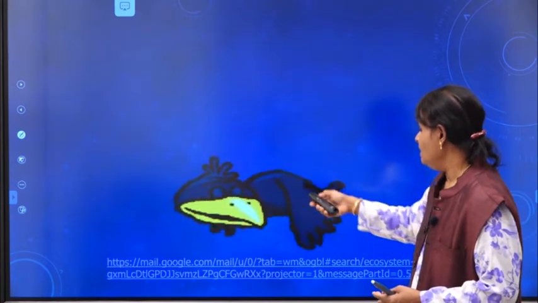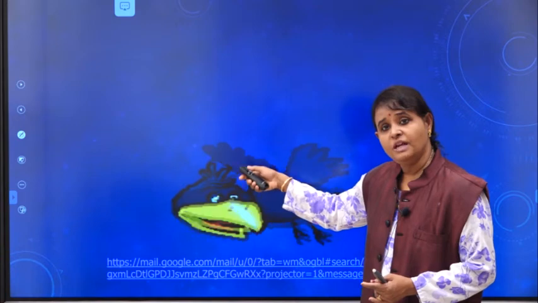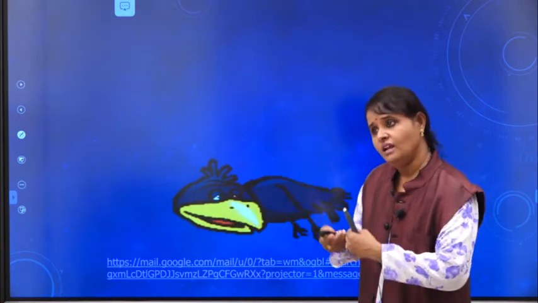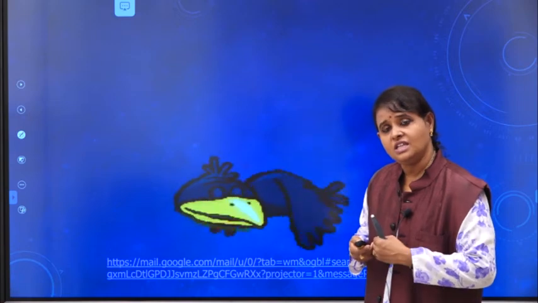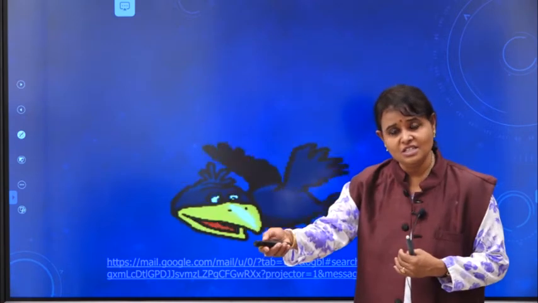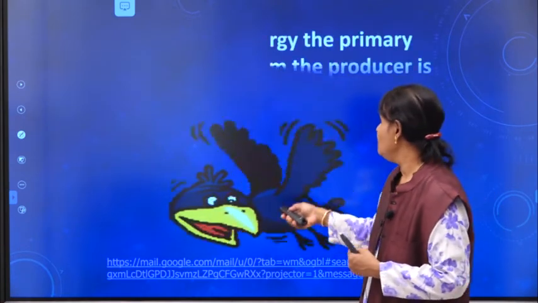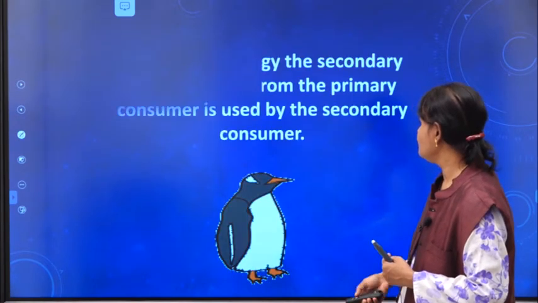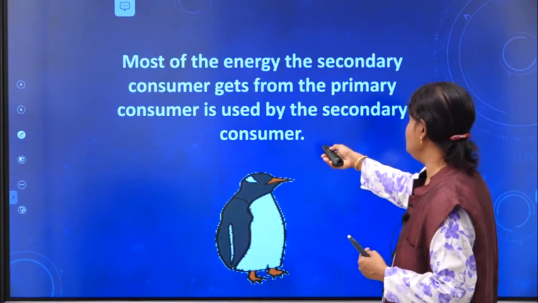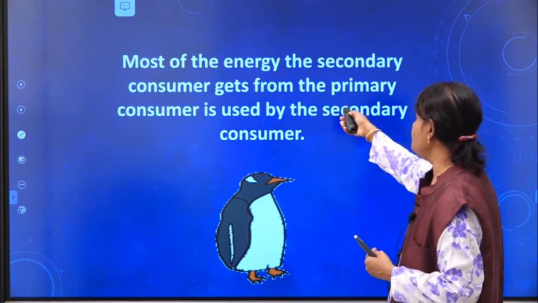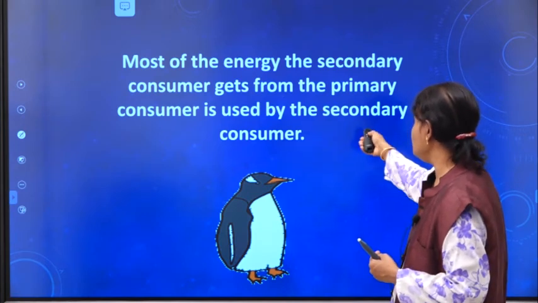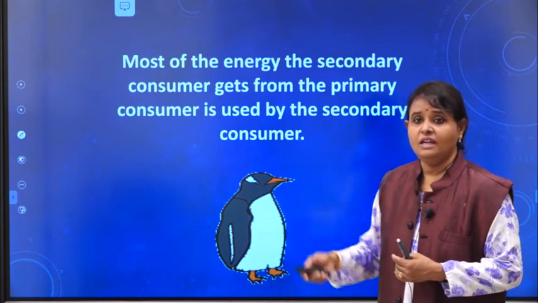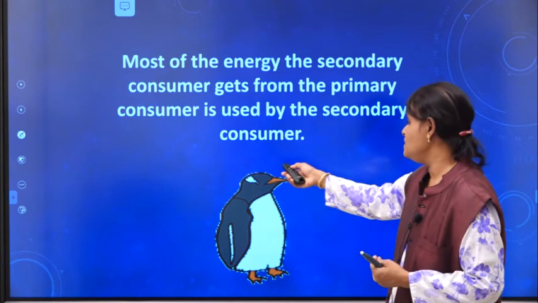See, this is the consumer which depends on others. Okay? It gets energy from some other organism, it uses that energy and here also some amount of energy is dissipated. See, whatever energy it gets, it uses. You can see this. Most of the energy the secondary consumer gets from the primary consumer is used by the secondary consumer. This is an example for secondary consumer. It gets energy from the primary consumer.